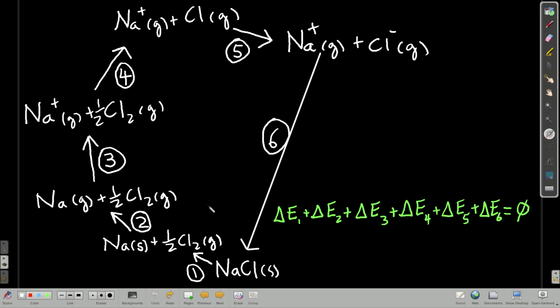The way we typically use the Born-Haber cycle is to solve for the change in energy for one of these steps. Usually this, but if we know this, we can find a different one. Doesn't matter. The process is always the same. You have to know all of these changes in energies except one, and then just solve for the one that you don't know.